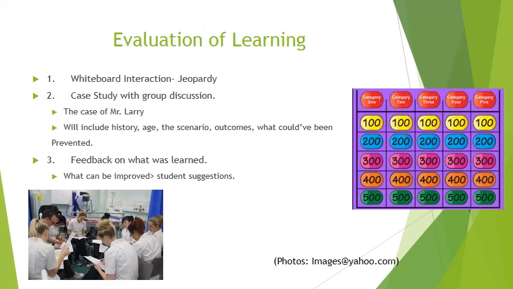To evaluate the learning, the students will be playing Jeopardy through whiteboard interaction. They'll be separated into groups, and then the instructor will question them on things from the simulation activity, the videos, and the readings. Afterwards, there will be a case study with group discussion, and the case study will include a history, age, the fall itself, and then they would have to figure out the assessment skills and fall prevention interventions.